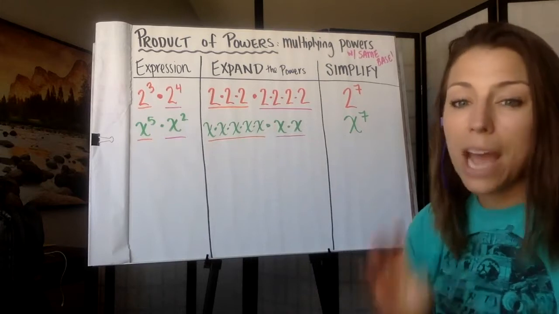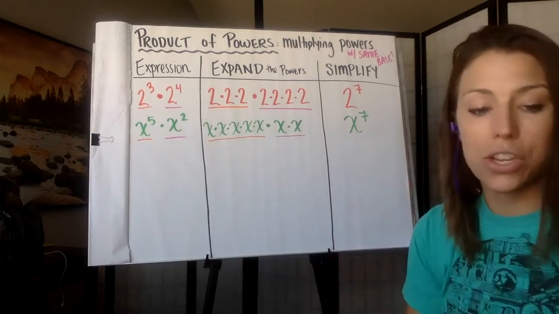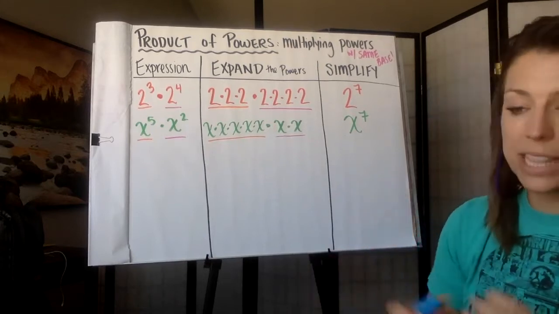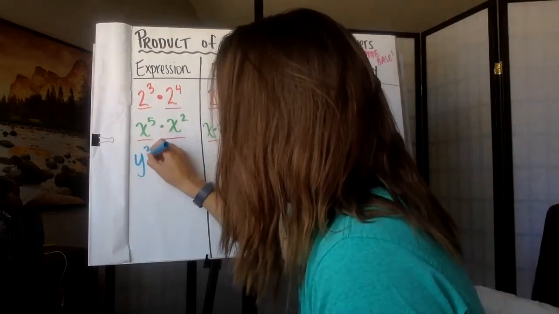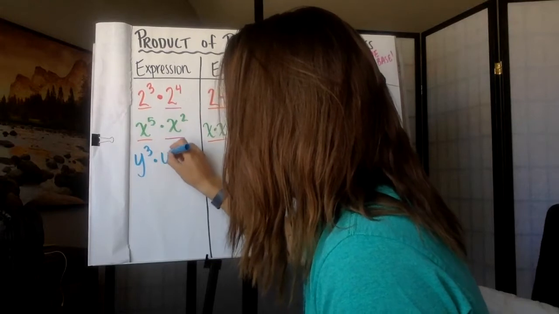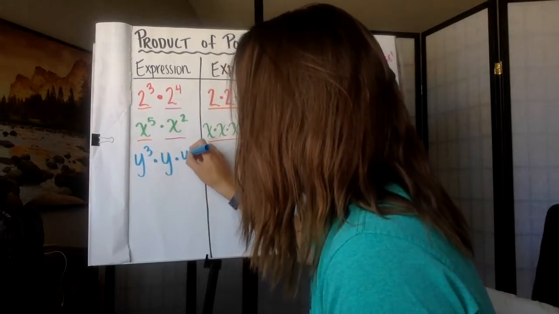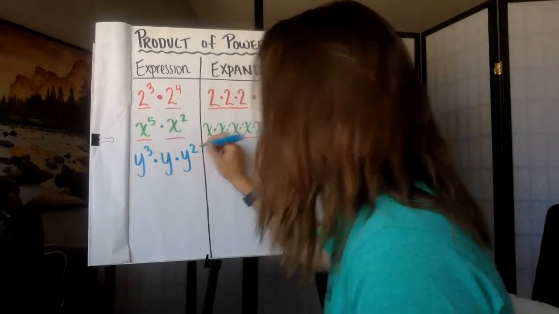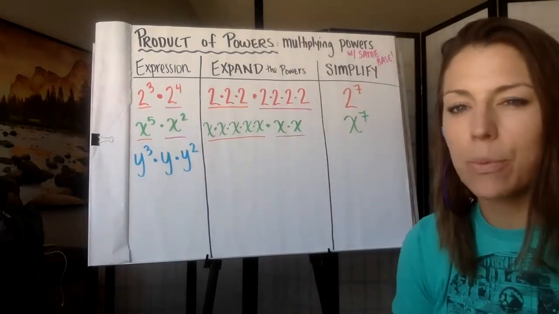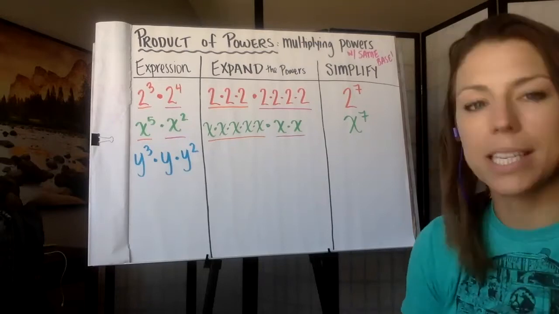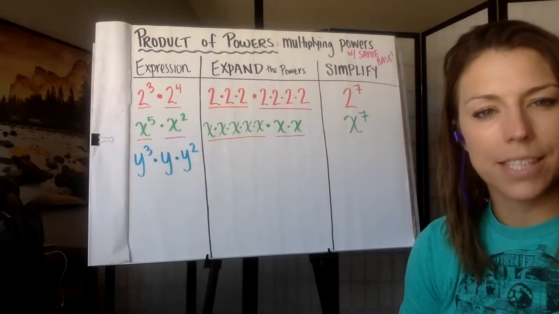I'm going to give you one that you can try on your own. Let's see how well you do with this next one. What if it was y to the third times y squared? Why don't you go ahead and try that one on your own, and we'll see how you do. You can pause the video now, and let's go over it.